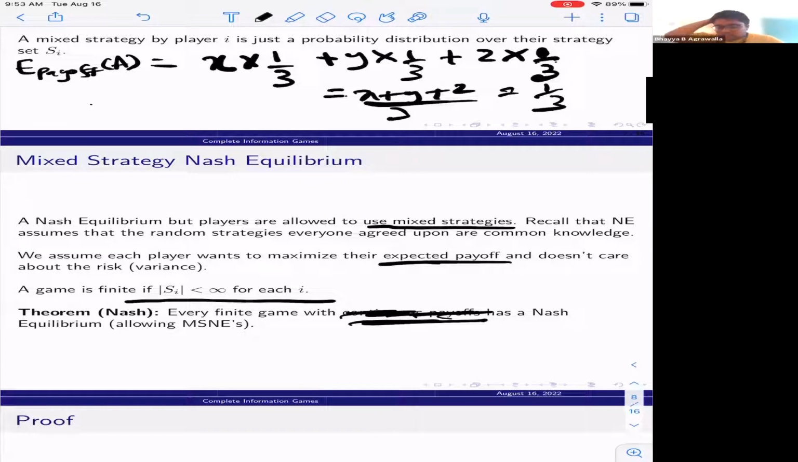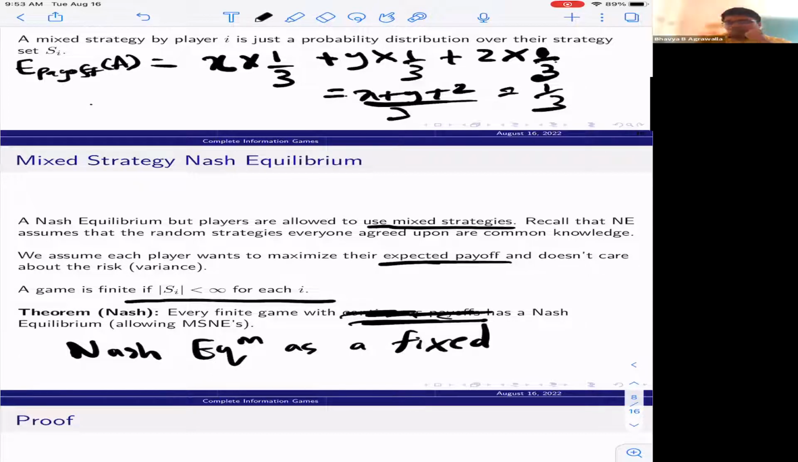Okay, I think I can give a hint. Try to construct a function on some space for which a Nash equilibrium is a fixed point. And then we have many theorems which guarantee the existence of fixed points. It's pretty intuitive: what will a Nash equilibrium be the fixed point of?